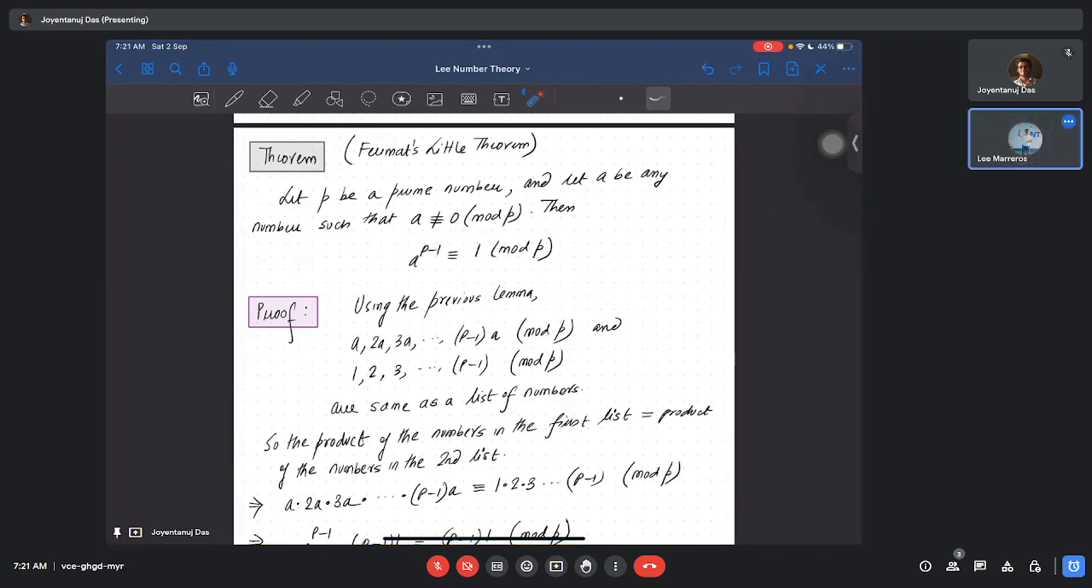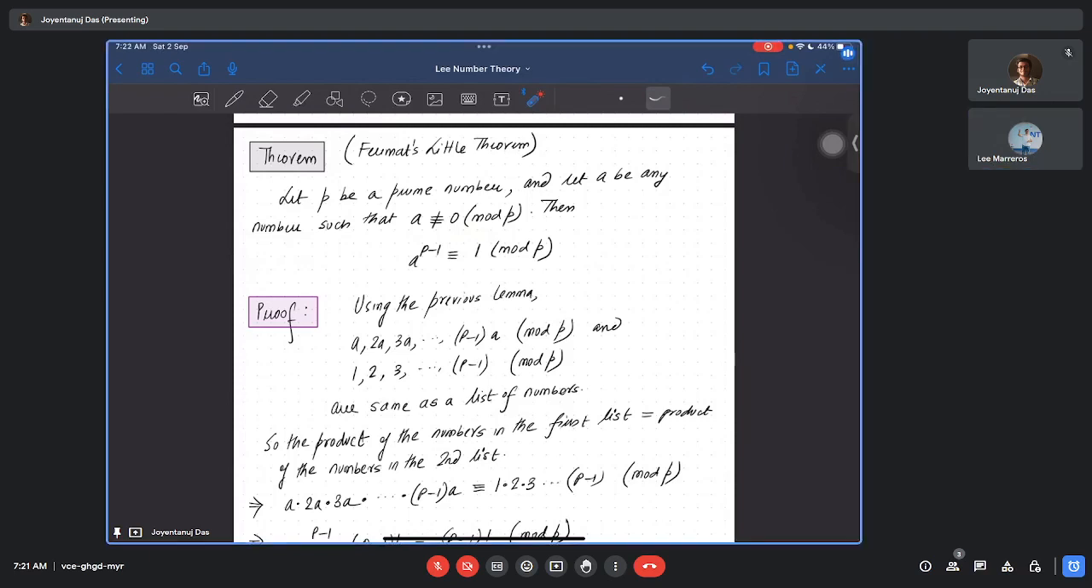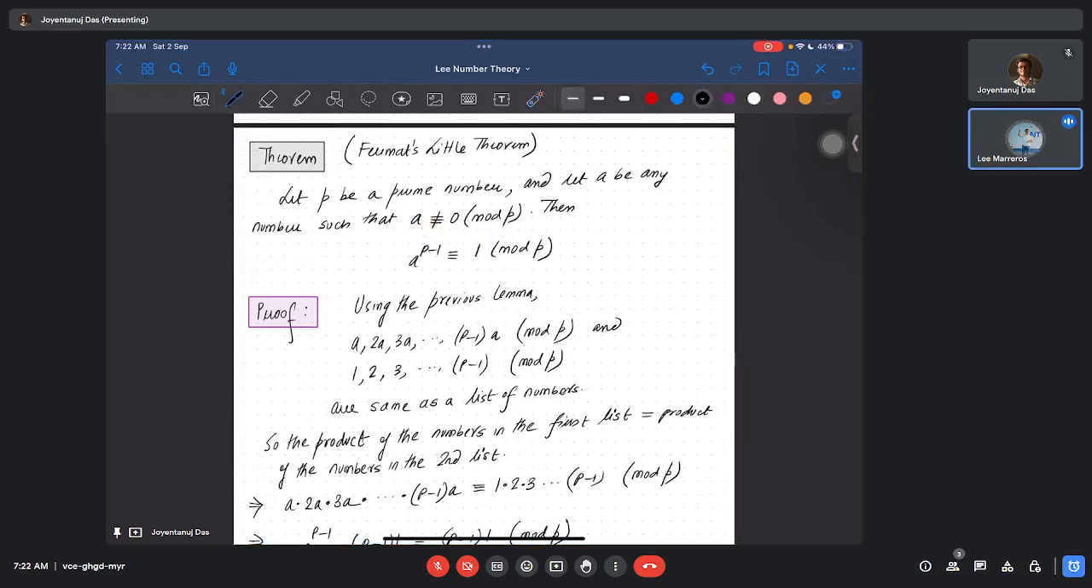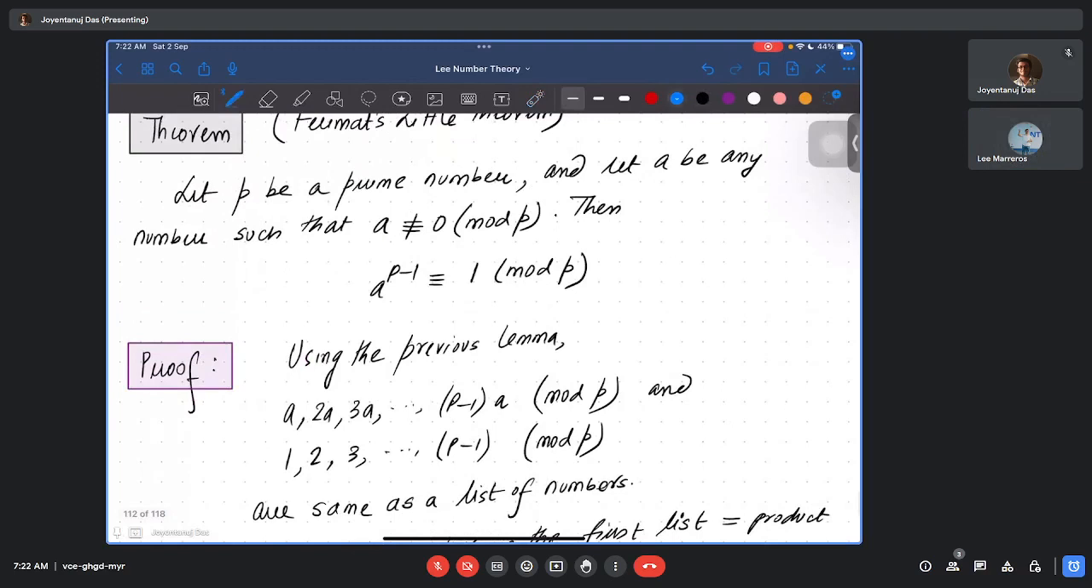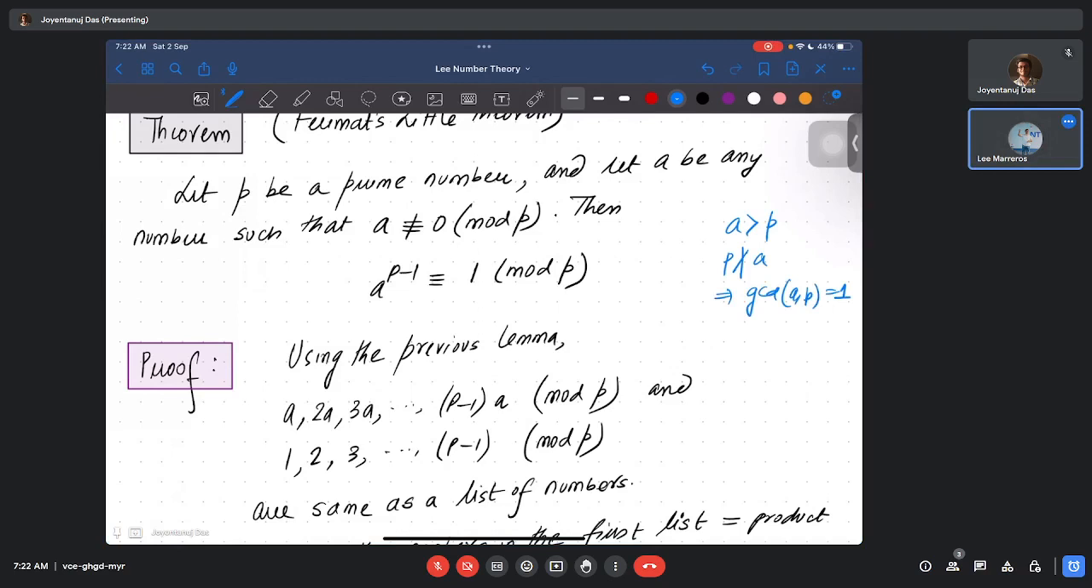So A and P. The thing is that it will depend upon the coprime condition I mentioned, and that will depend upon the range of A. So suppose A is larger than P, right? Then P does not divide A, so that will imply that the GCD of A and P is 1, right? So this is clear? Yes, that is the thing.